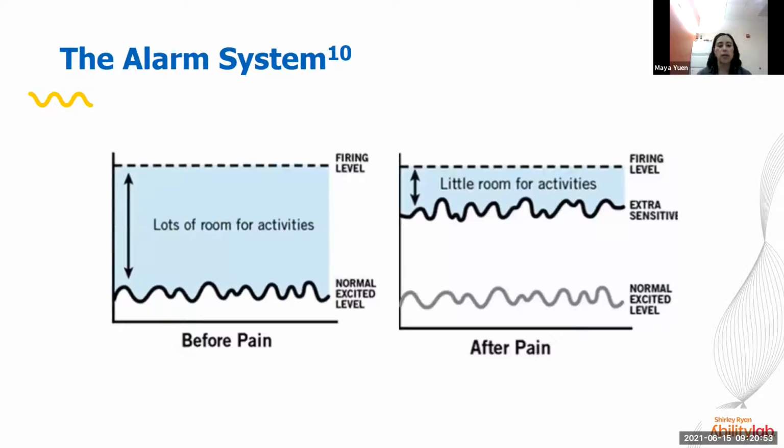I want to share with you a metaphor or education tool that I use with patients very often. It's really important to use metaphors and analogies when trying to help patients understand pain and pain science. The goal is to give them a more accurate picture of what's happening with their persistent pain. So in this example, we're comparing pain and the nervous system to an alarm system.